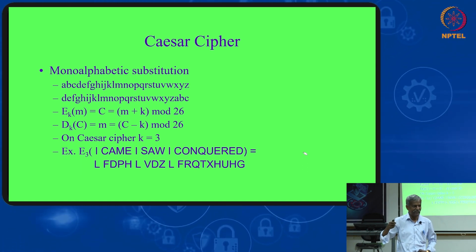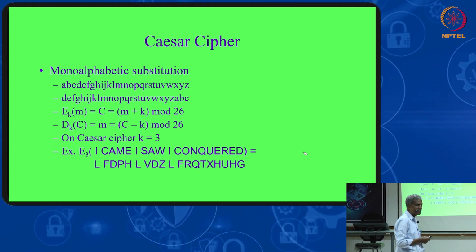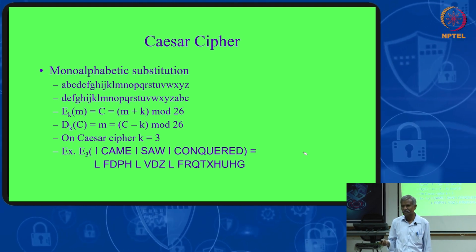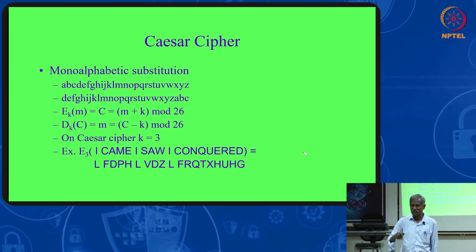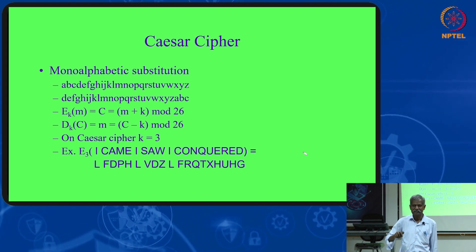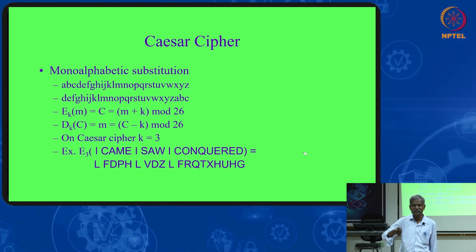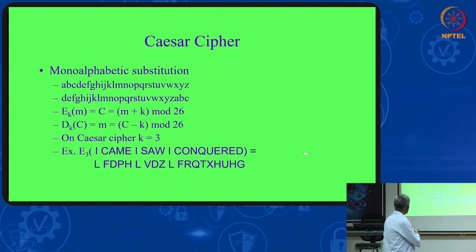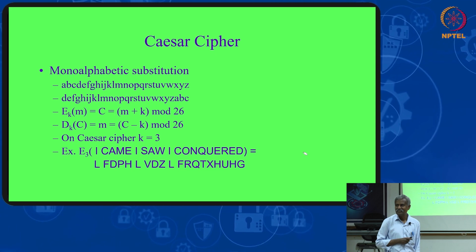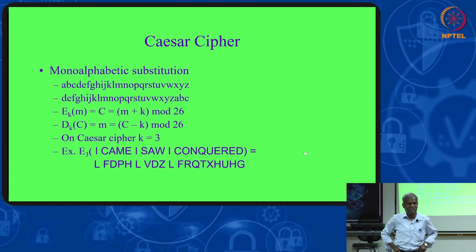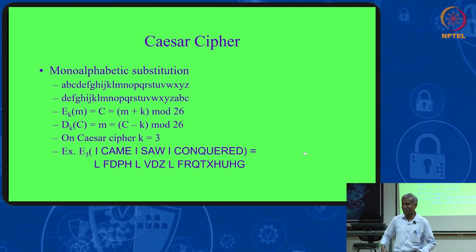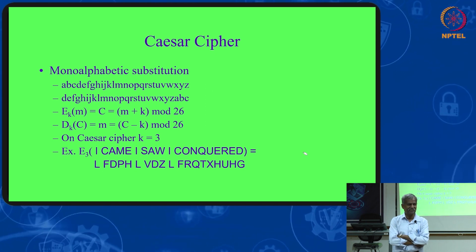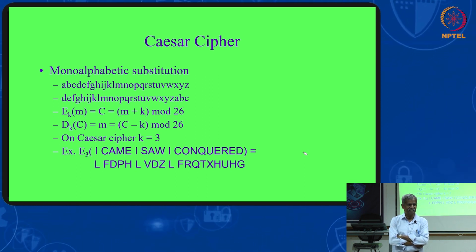K will be 3, let us say. If you do like that, A will be converted to, suppose A equal to 1, B equal to 2, A plus 3 if you are doing, it will be D. Julius Caesar in his drama, how many of you know Shakespeare dramas? How many dramas are available by Shakespeare? 36 dramas are available. Okay.